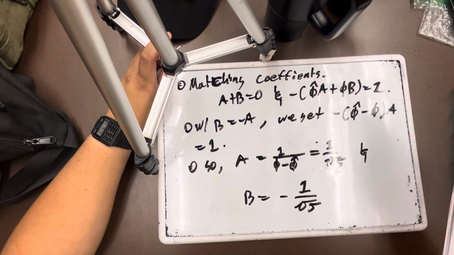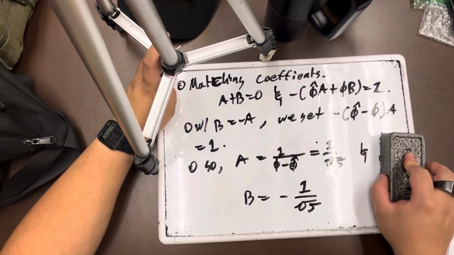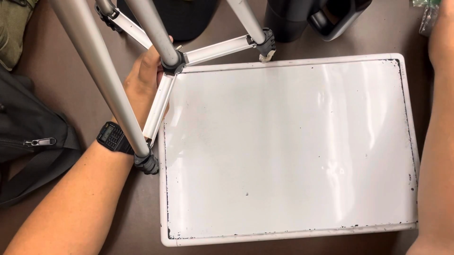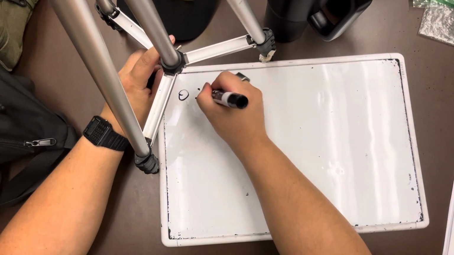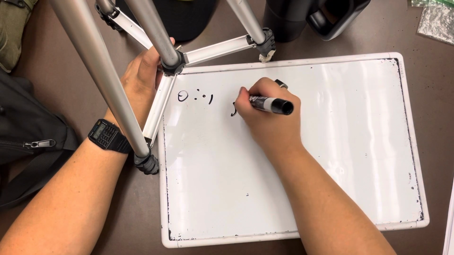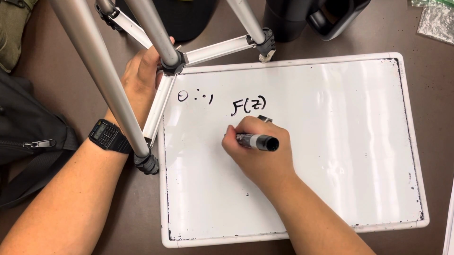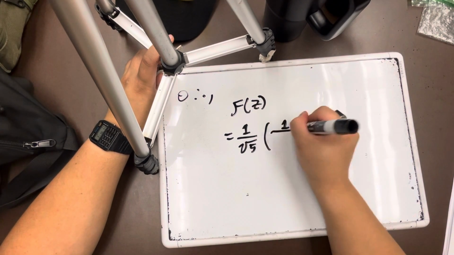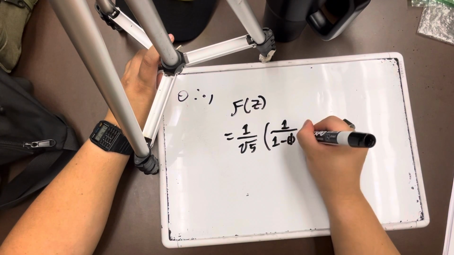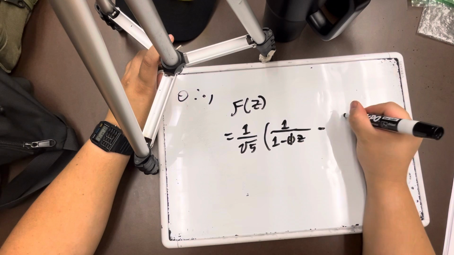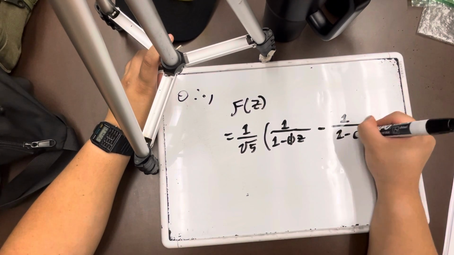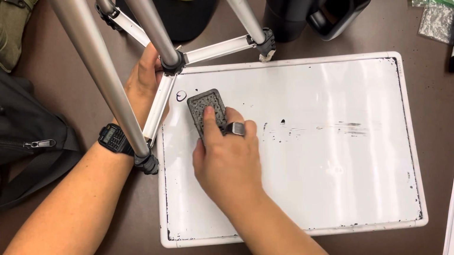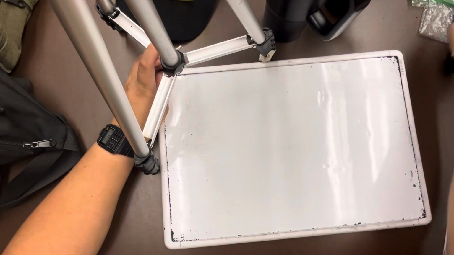Okay, so now let's go ahead and try and finish this off with what we have. So we can say, therefore, script f of z is equal to 1 over the square root of 5 times (1 over 1 minus phi times z minus 1 over 1 minus phi hat times z). And that is what we needed for that second part. Now let's move on to the third part, which gets into series expansion.